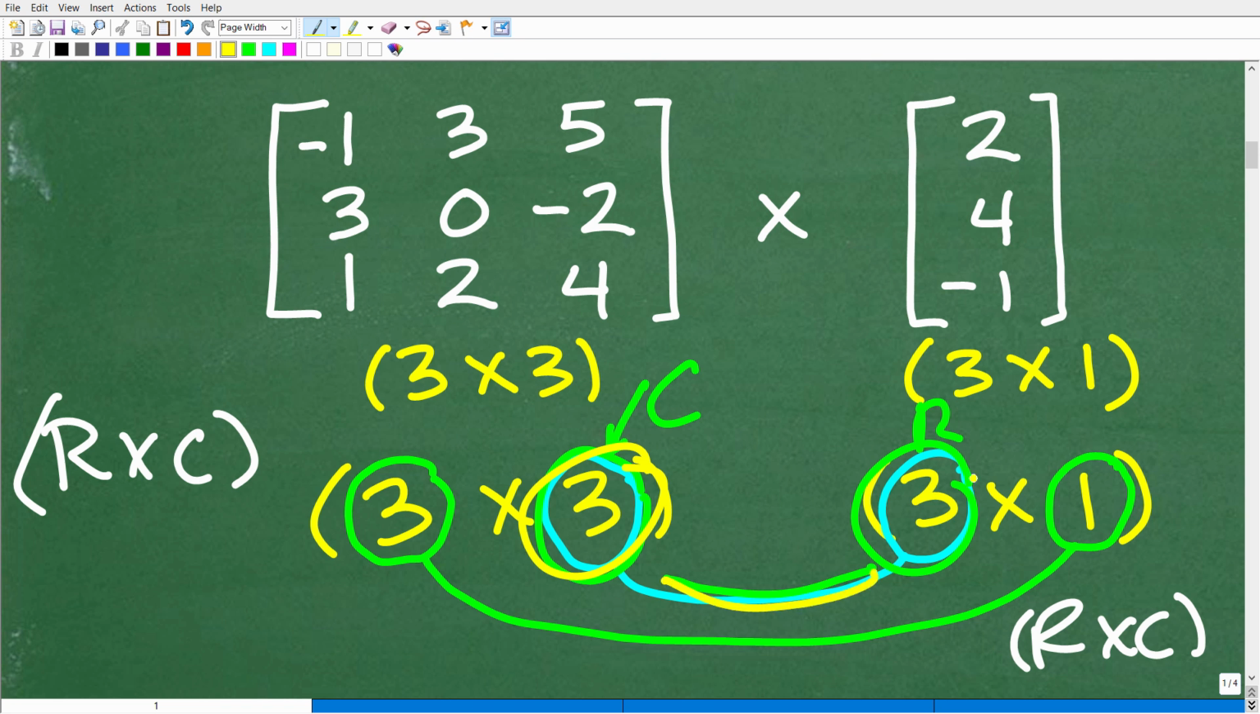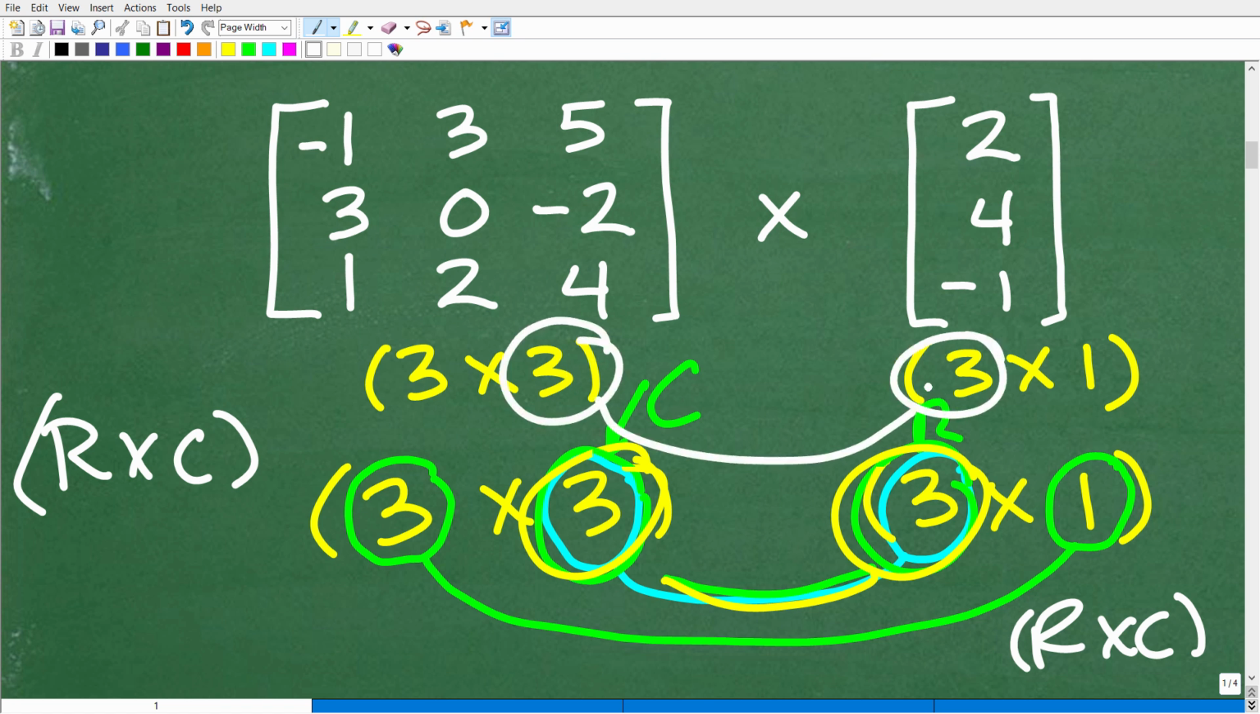So first things first, when you want to multiply a 3 by 3 by a 3 by 1, you ask, can I even multiply this? Well, we look at this 3 and we see if it's the same number. Now, if this was a 3 and this was a 2, guess what? You can't even multiply these matrices. So you just say, hey, there's no product here, because you cannot multiply these two particular matrices.